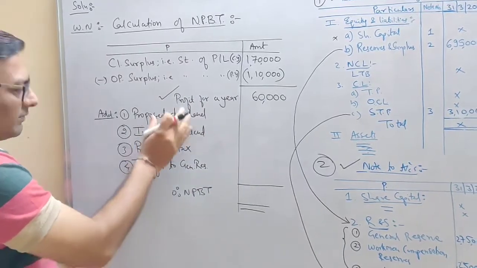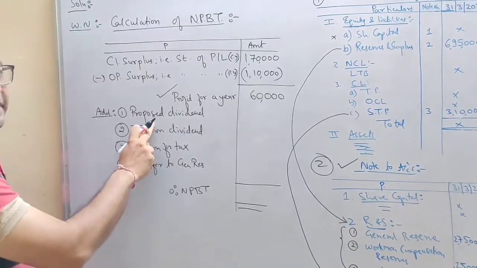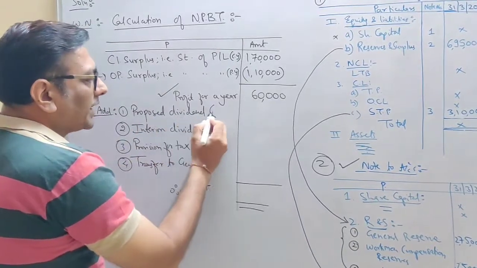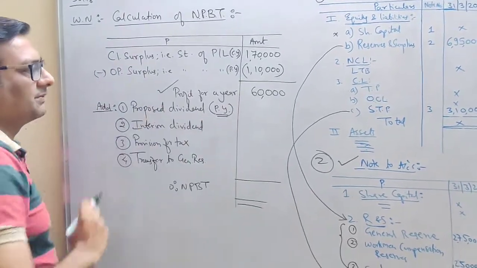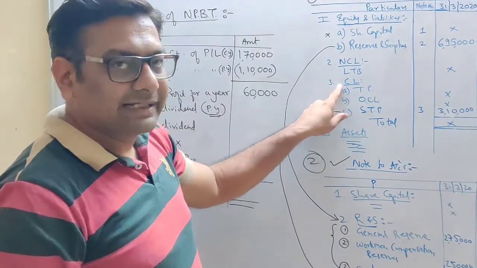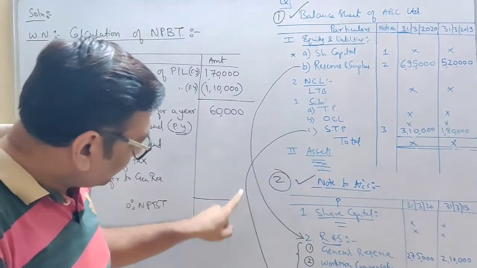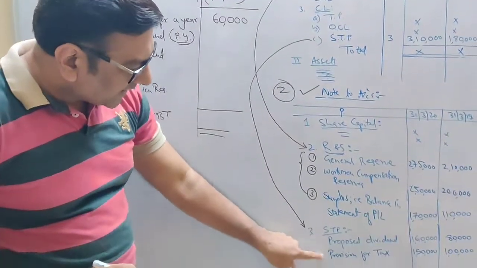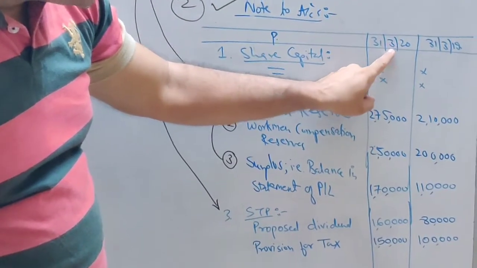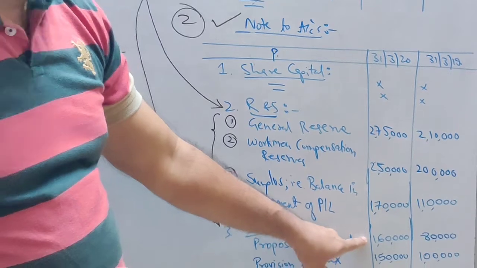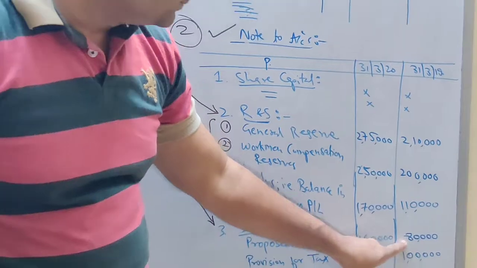Now, what 4 elements do you add for getting the answer for NPBT? The first element is proposed dividend. You always take proposed dividend of the previous year. Where will proposed dividend be given? Under the heading current liability, short-term provision, refer to note number 3. Note number 3 has given us the breakup: proposed dividend of 2020, that is current year, is 1,60,000, and for the previous year 2019 it is 80,000.